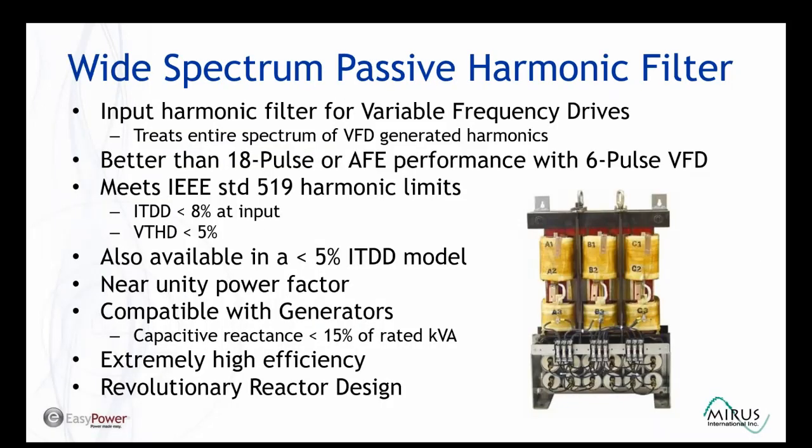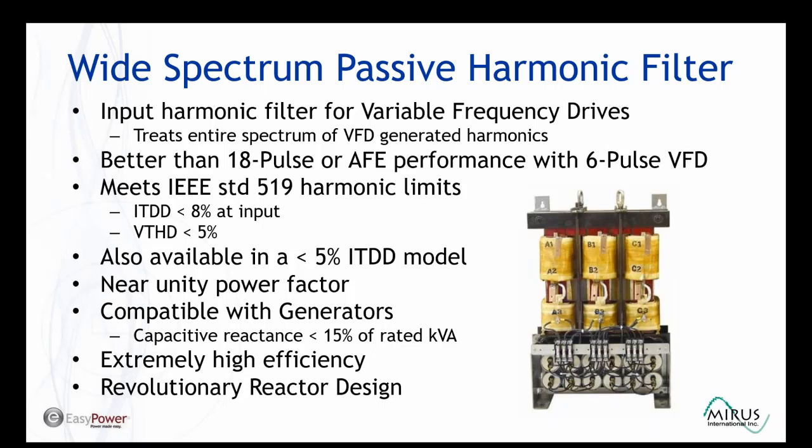One of the best options then for harmonic mitigation is the wide spectrum passive harmonic filter. This example of filter treats the entire spectrum of harmonics generated by the variable speed drives. You can get better than 18 pulse performance or active front end drive performance with the application on a simple 6-pulse VFD.